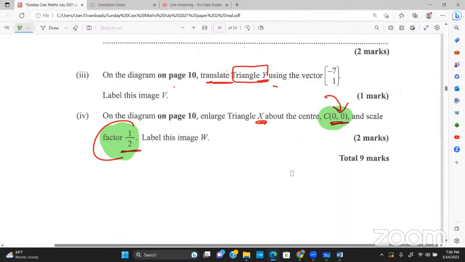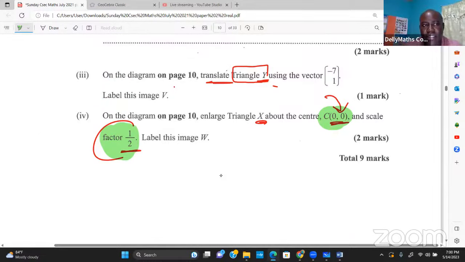Sir, could you read the question again? Let me see the question here. It says on the diagram on page 10, enlarge triangle X about the center 0, 0 and scale factor half. Label this image W. Good to go? Yes, sir.